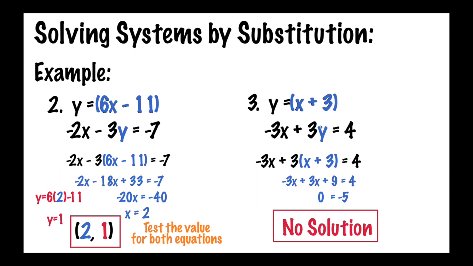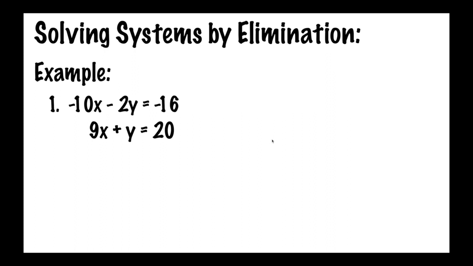Another thing we could check is, like we saw in section 3.2 with graphing, if these come up with parallel lines with different y-intercepts, that's going to make them no solution. So I could take a minute to rearrange this equation so that it's solved for y and compare their slopes and y-intercepts. Now we move on to elimination.